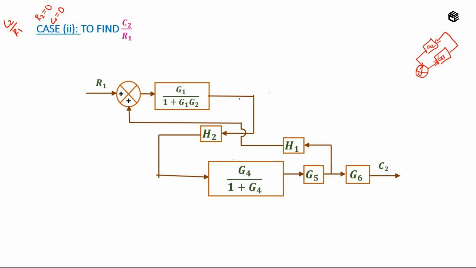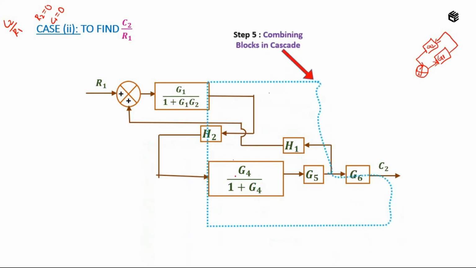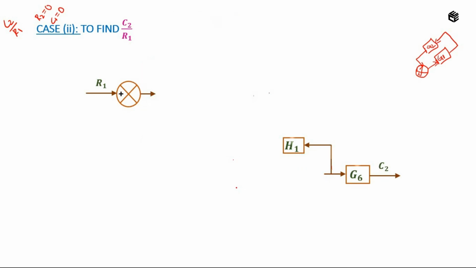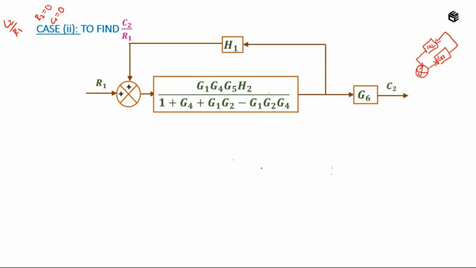Okay. Now I am going to combine the blocks in cascades. G1 by 1 plus G1 G2 is connected to H2. H2 is connected to G4 by 1 plus G4, which is connected to G5. Correct? So here comes a branch point. So I will stop here. So I can say that all these 4 blocks are connected in cascade. So I am going to multiply all these 4 blocks. That is G1 G4 G5 H2 divided by 1 plus G1 G2 into 1 plus G4. Correct? So I will get the answer like this.